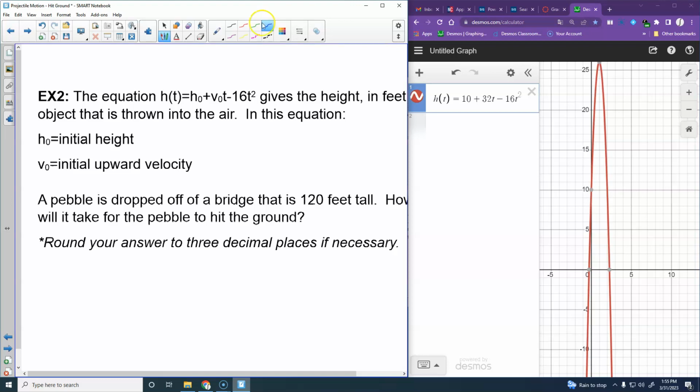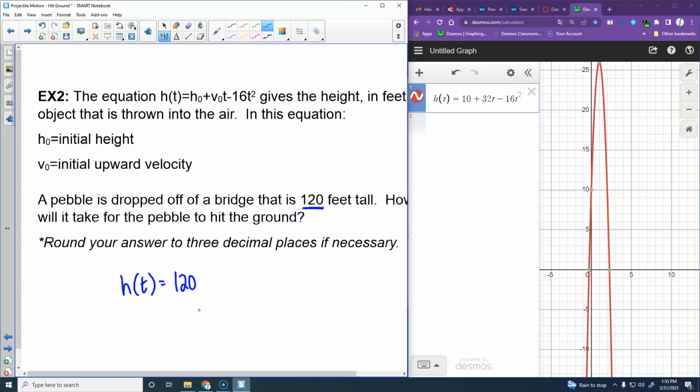So, for this one, this one's going to be a little bit different because it doesn't have two numbers like the last problem did. This 120, where should I put it in that equation? It is the h sub 0, right? It's the initial height, so I put 120 right here. What about that velocity? Okay, why is it going to be 0?